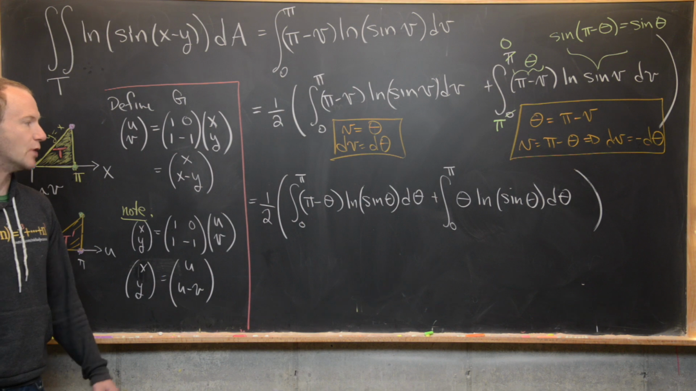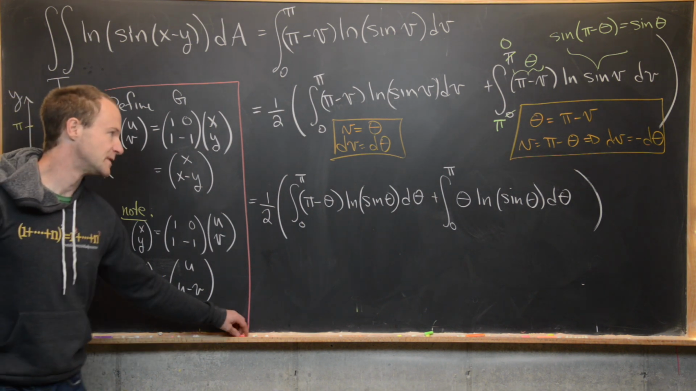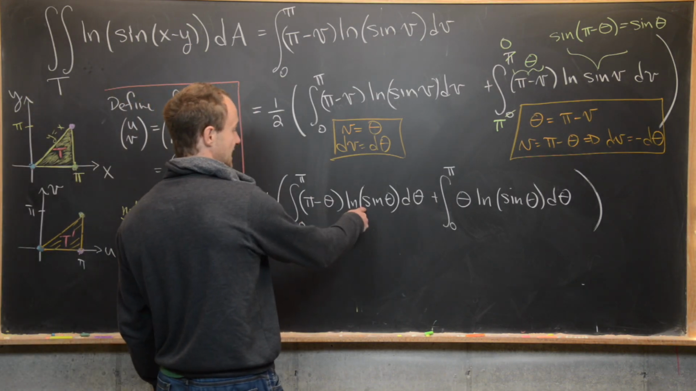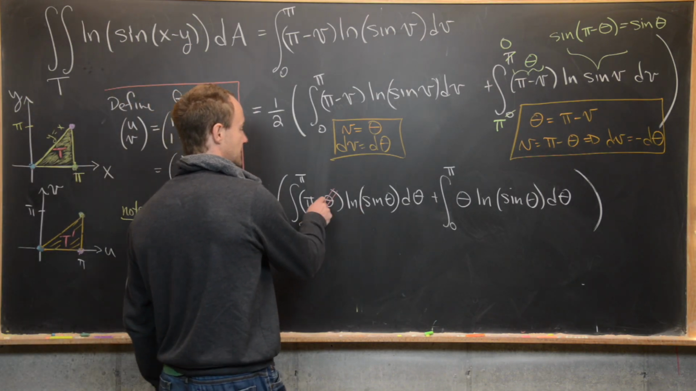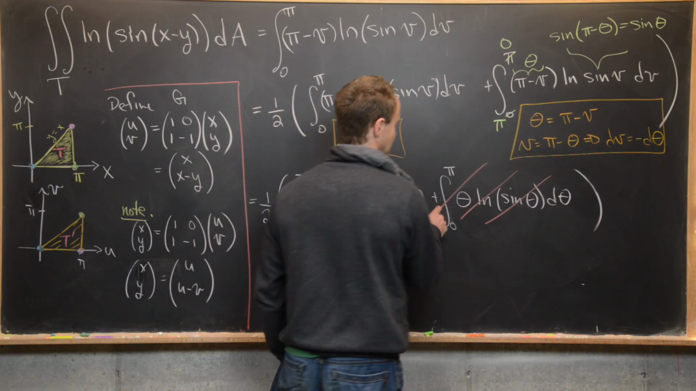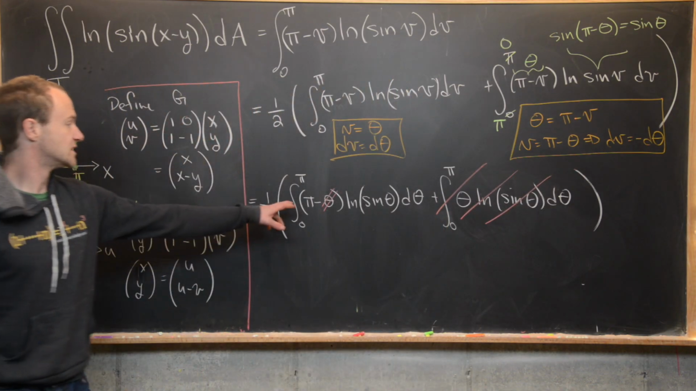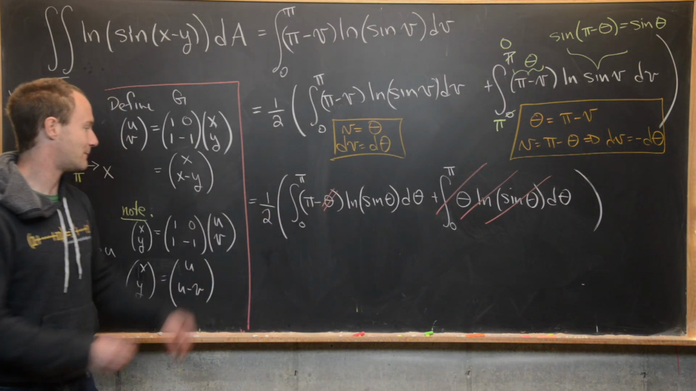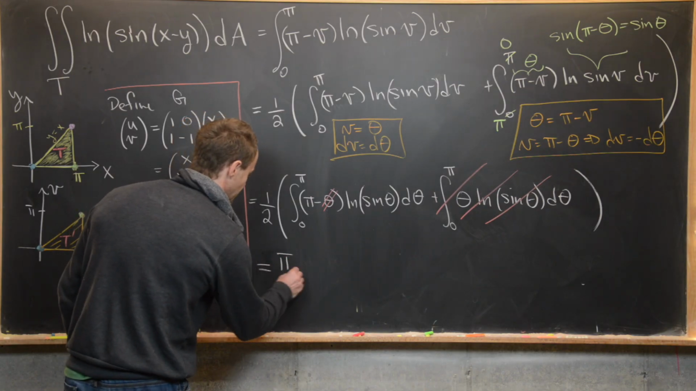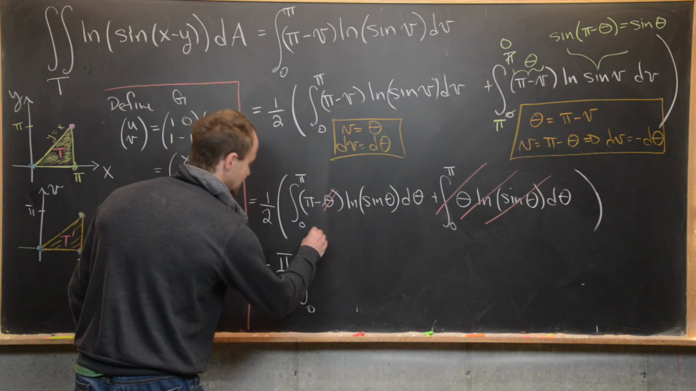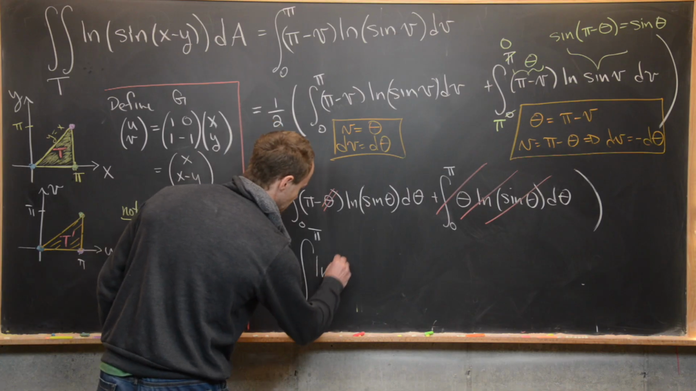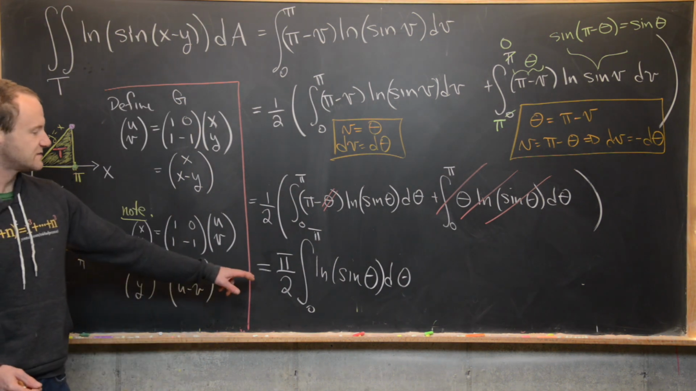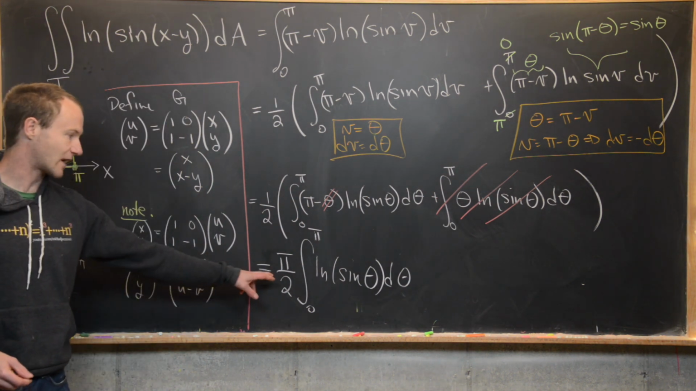But now let's push both of those integrals back together. And notice that when we push both of these integrals back together, this theta times natural log of sine theta will cancel this theta times natural log of sine theta. So we just have pi times natural log of sine theta. We can bring that pi out, and that leaves us with pi over 2 times the integral from 0 to pi of natural log of sine theta d theta, like that. So let's maybe go ahead and bring that up, and then we'll tackle this integral.